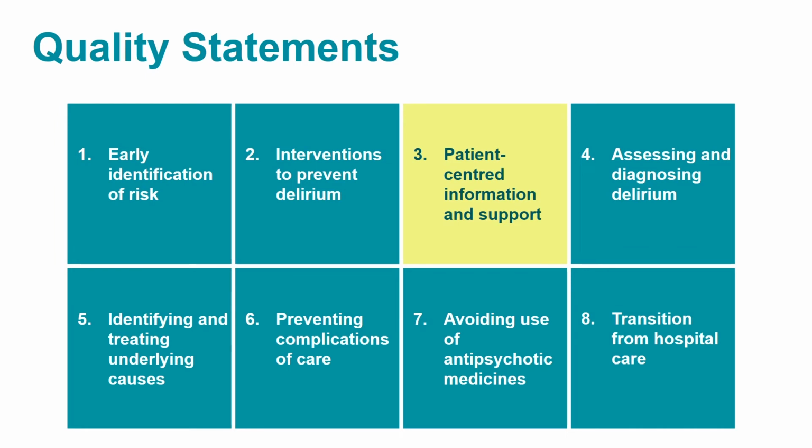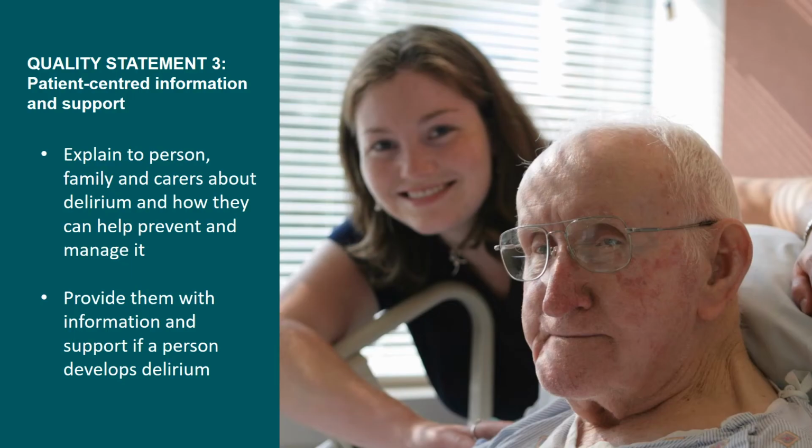As mentioned before, this is a new quality statement. The importance of information and involvement of family was in the last version, but it's been made a quality statement to make it more explicit and provide more emphasis on this important area. In this quality statement, a patient at risk of delirium and their family or carer are encouraged to be active participants in care. If a patient is at significant risk or has delirium, they and their family are provided with information about delirium and its prevention in a way that they can understand. When delirium occurs, they can receive support to cope with the experience and its effects.